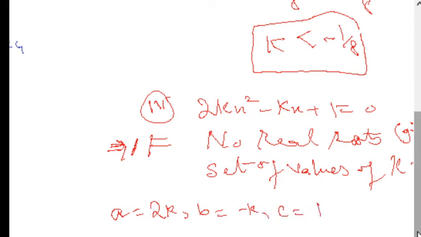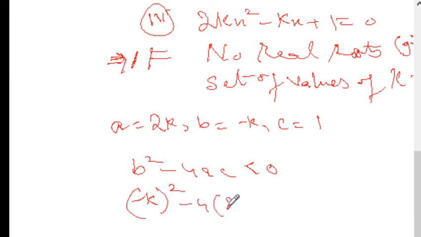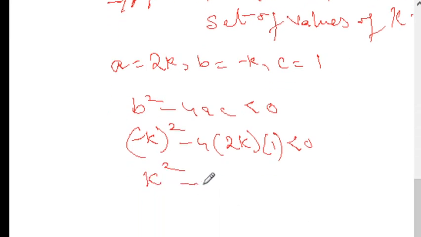So discriminant is b square minus 4ac. Now put the values, it should be less than 0, because that's the rule. So b is minus k whole square, minus 4a is 2k, and c is 1, less than 0. So k square minus 4k less than 0.